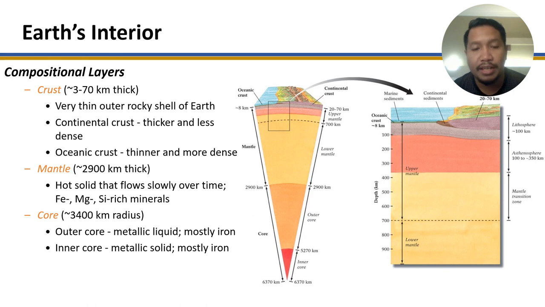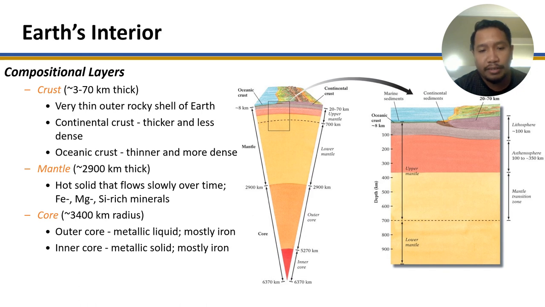Okay, we go with the earth interior first. The compositional layers of the earth are the three main layers that the earth is divided into, based on their chemical compositions. So these layers are the crust, mantles and core. I believe you already have a prior knowledge about these things before. Let's take a look on the crust.